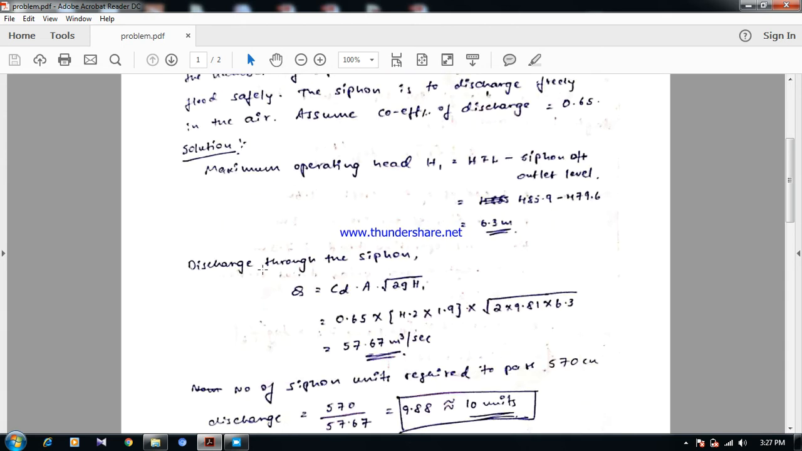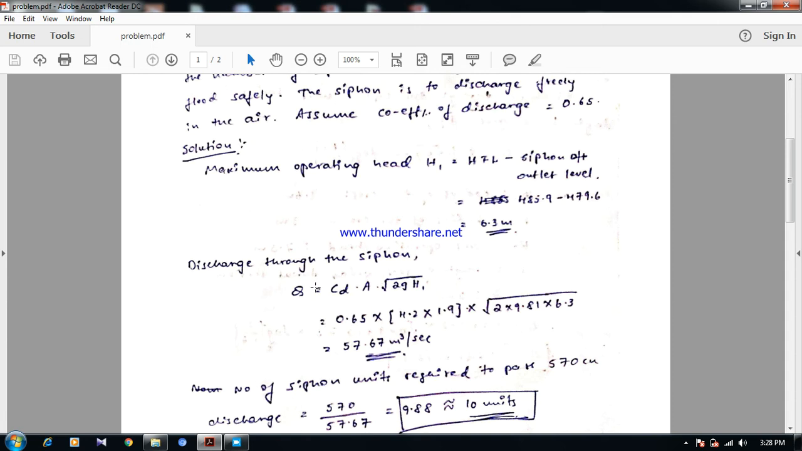So the discharge through the siphon, the formula is Q is equal to CD into A into square root of 2G H1. So here CD is coefficient of discharge, A is area of the siphon, then H1 is maximum operating head. So that will be determined through high flood level and siphon outlet level. So that is 6.3 meter.